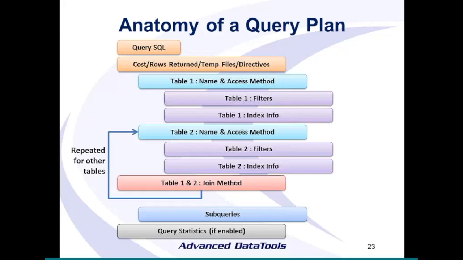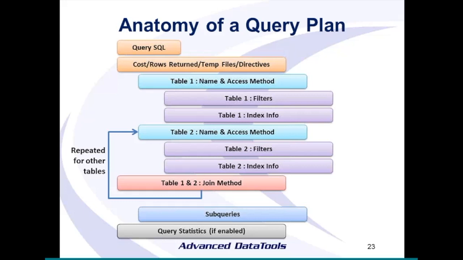After the second table, then you will see the method that the two tables were joined together. And there's different ways they'll be joined. Normally, you'll see a nested loop join, but there's also dynamic hash joins and others. And then if there's additional tables, that will be repeated after the join method of the first two tables is shown. Following all that, if there are any subqueries used, those will be shown after all the other tables have been joined. And then if query statistics is enabled and the query is allowed to complete, that will be shown at the end.